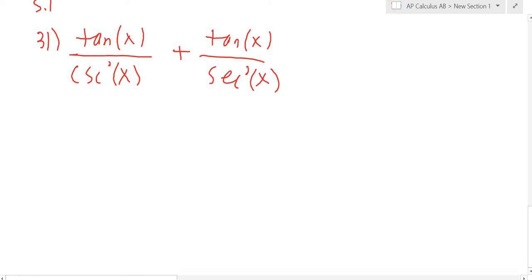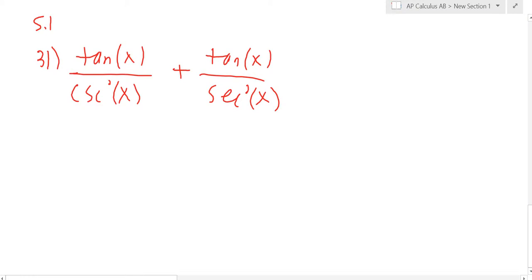One thing we could do here is get a common denominator, if you're thinking that, but I'm not going to do that. Talking about what I see here: if I have cosecant squared on the bottom, I can move that to the top. What's it going to become? A sine squared. Does that make sense? This fraction is the same exact thing as tangent of x times sine squared.